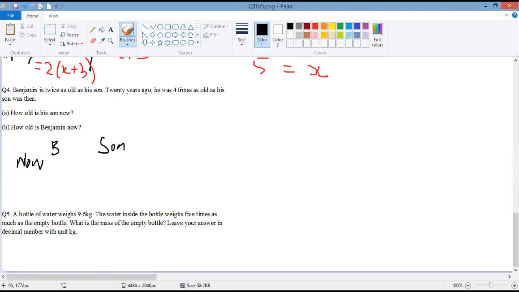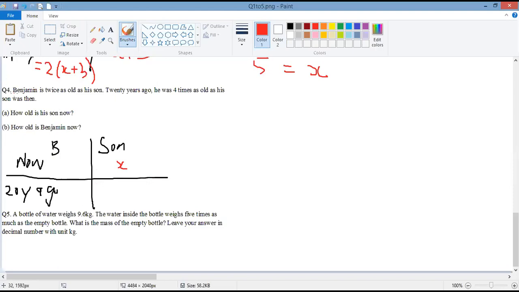And 20 years ago. This question is different: it is just now, after like 3 years, 4 years, or 5 years. Now this is a few years ago, 20 years ago. Okay, so let the age of the son become x.